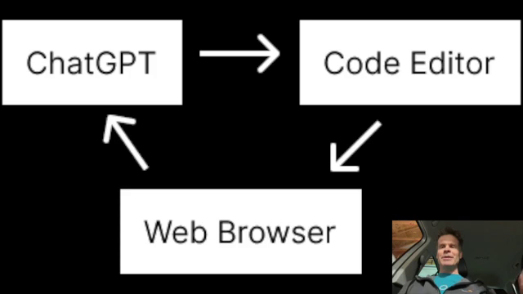You're going to put the code into the code editor, save it as an HTML file, and then you're going to refresh it and display it in your browser. You're going to interact with it. If it's not doing what you want, you go back to ChatGPT and the web browser, you tweak the code, copy, paste, and refresh. It's as simple as that.